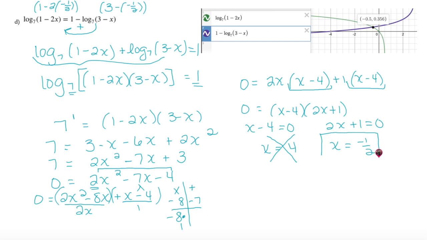And we can even see it when we're using the intersect method. Notice I have log base 7 of 1 minus 2x on the left and 1 minus log base 7 of 3 minus x on the right, and then find where they intersect one another.